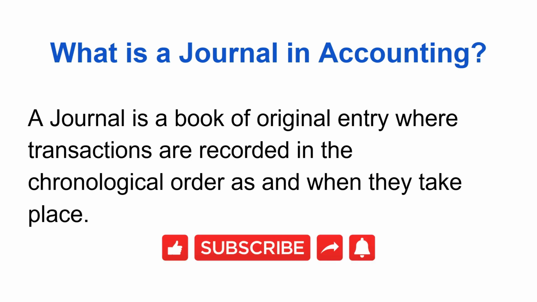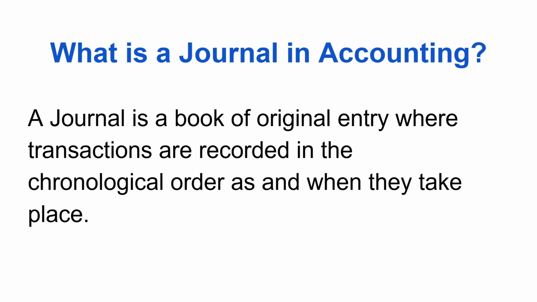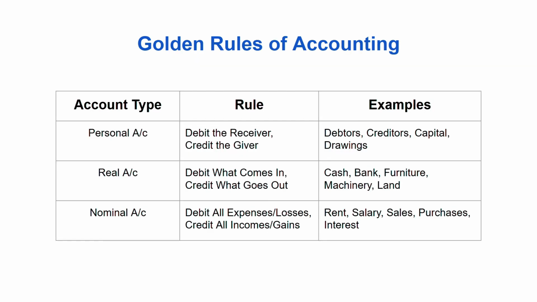Every transaction affects at least two accounts. To decide which account to debit and which account to credit, we classify accounts into three types. Golden rules of accounting. Account type, rule and example. Personal account, the rule is debit the receiver and credit the giver, and it includes debtors, creditors, capital, drawings related to person.